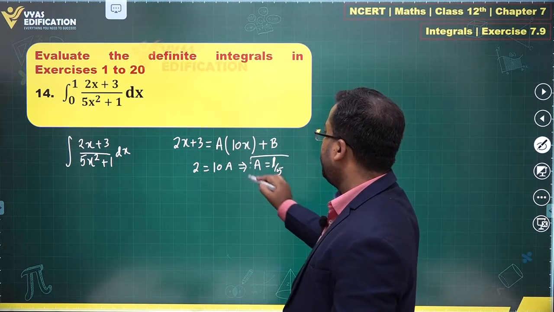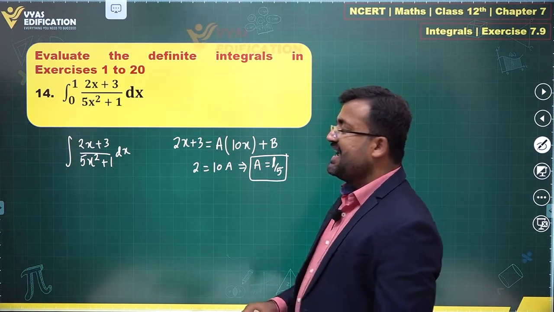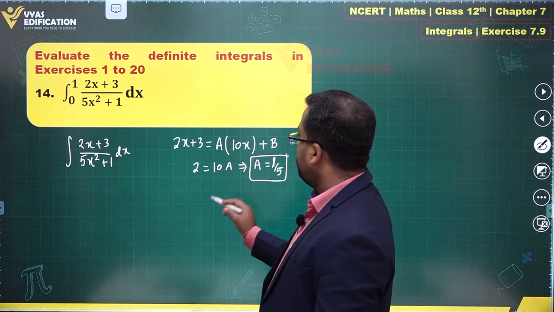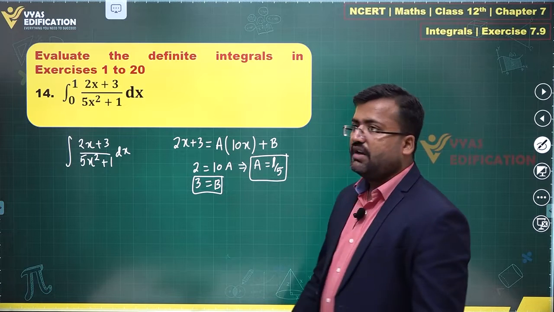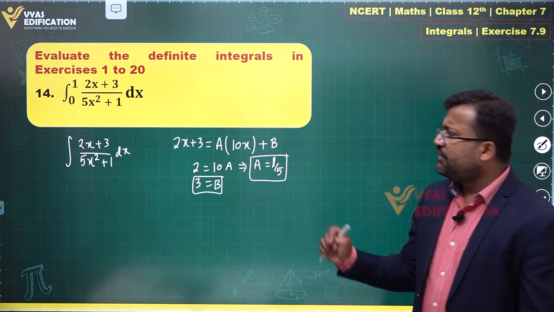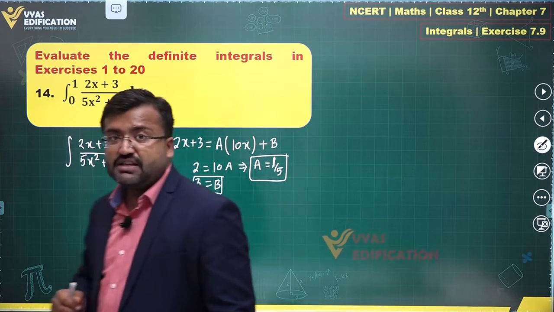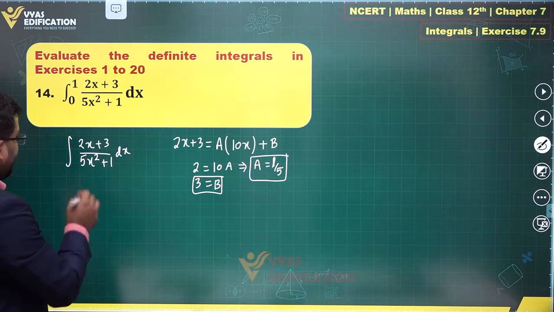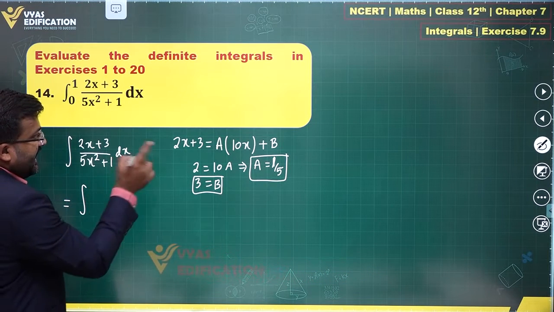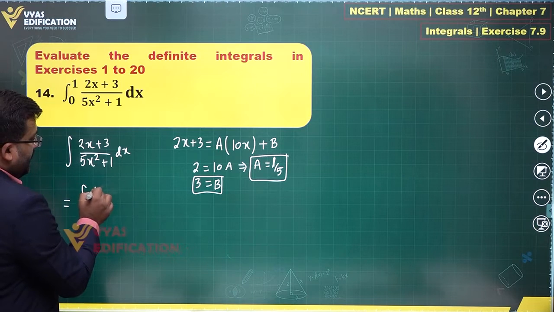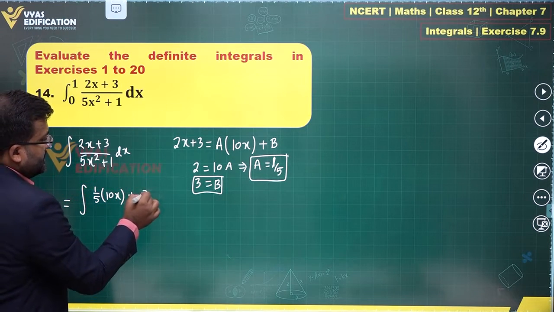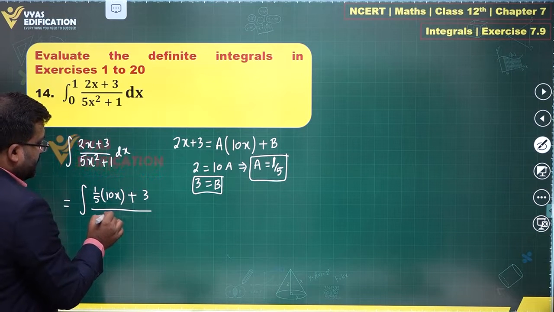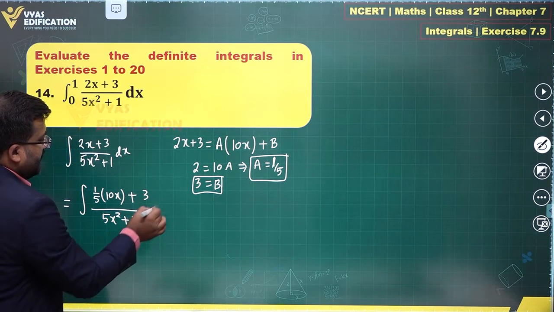This is 1 upon 5. Okay. What else? The constant 3 is equal to b. This gives me the value of b over here. Right. And once we are through with this, not much remains after that. We can simply write the numerator. This integral can be written as a times 10x, which is 1 by 5 times 10x plus b, which is 3, upon 5x square plus 1 dx.